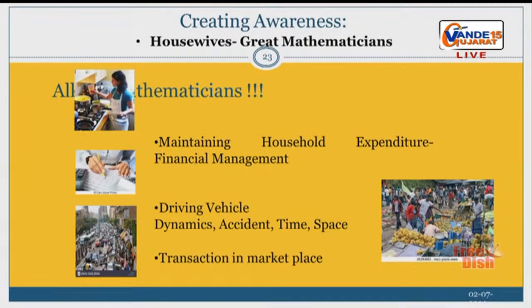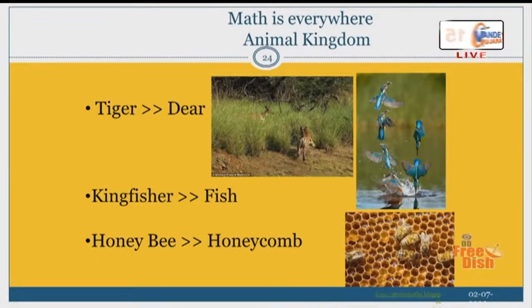So, what is awareness? I am not going into greater detail, but what I should say is that everywhere there is mathematics; nothing is happening around us in this world without mathematics. If I think of awareness, you will see mathematics working everywhere, whether in our kitchen, in maintaining our household expenditure, driving a vehicle or transacting in the marketplace. And we think that only in our human kingdom mathematics is working, but if you go to the animal kingdom, everywhere mathematics is playing its own role.